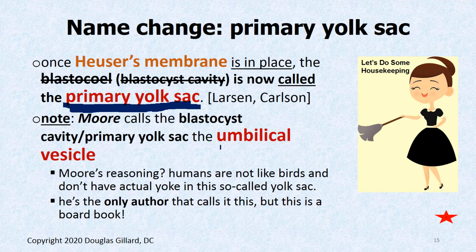Now chiropractors have got to watch out because Moore calls it something weird that no one else does. Moore calls it the umbilical vesicle, and he argues we shouldn't use the word yolk sac because humans don't have yolk like other creatures do. I see that, but I wish he would quit inventing these words and just stay with the group, because it makes teaching, learning and testing very difficult when there are so many AKAs. I'm calling it yolk sac more, but watch out for umbilical vesicle.